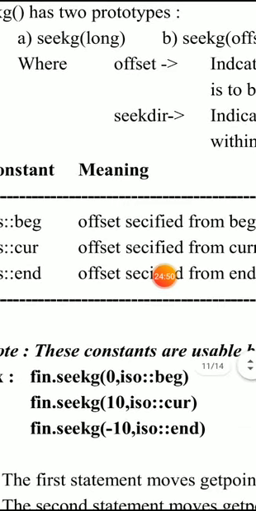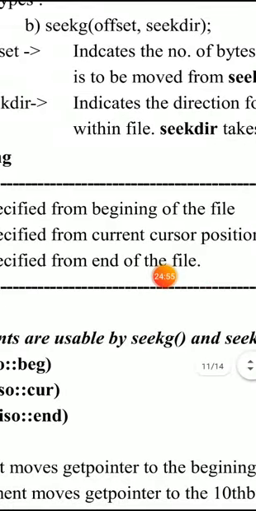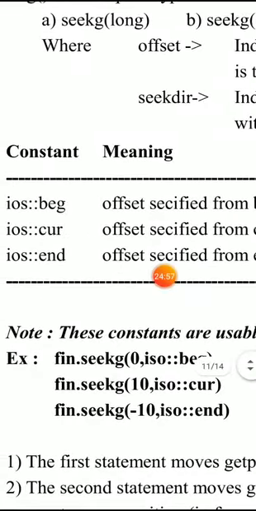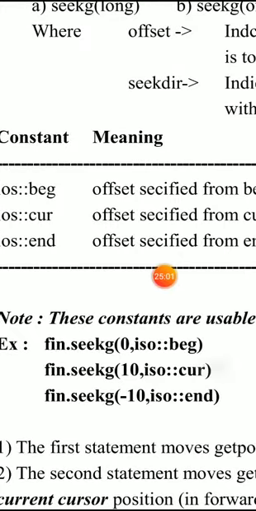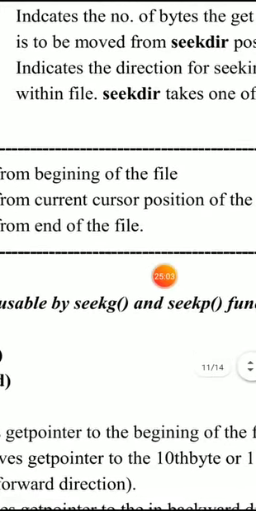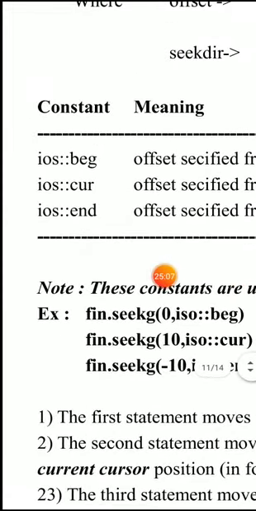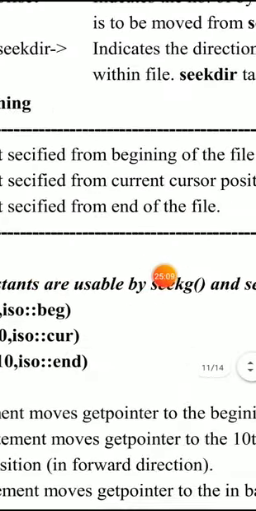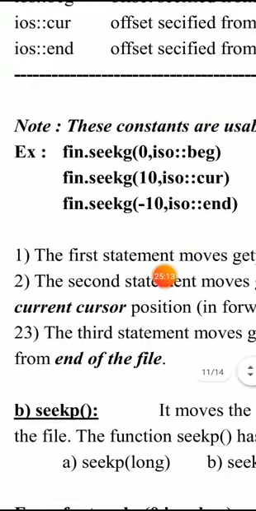ios::beg indicates that the offset is specified from the beginning of a file. Then ios::cur, where cur stands for cursor, indicates that the offset is specified from the current cursor position of the get pointer. Then ios::end indicates the offset is specified from the end of a file. So here examples are given.